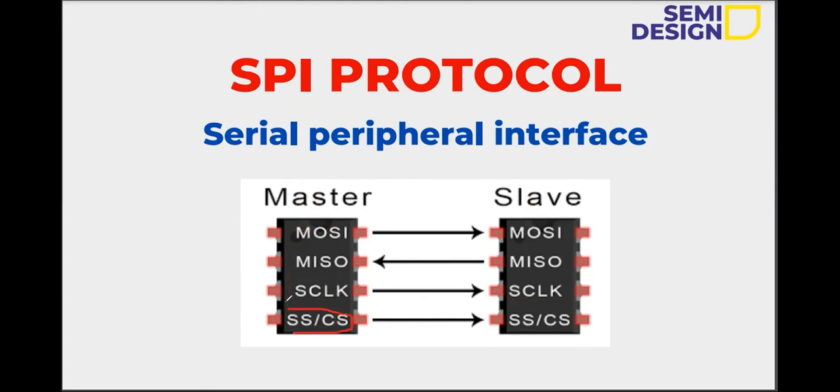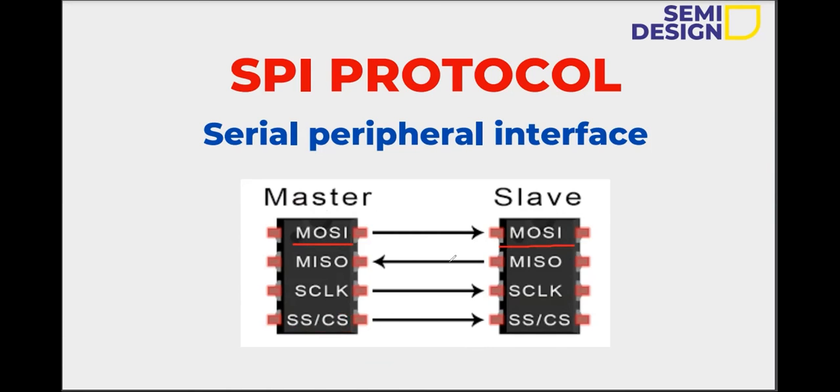Here, if you see, this is SS or CS. We can call it chip select. It is an active low signal. Active low means whenever it is low, only then will the circuit be activated. So this is an active low signal. It should be zero, and then only will everything work. And another signal is master out, slave in. And here, master out, slave in.